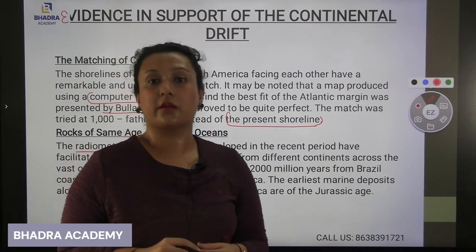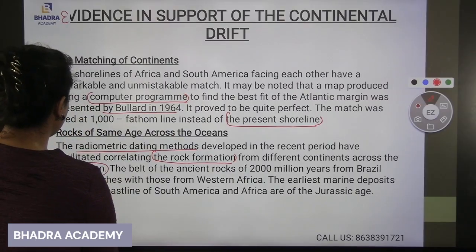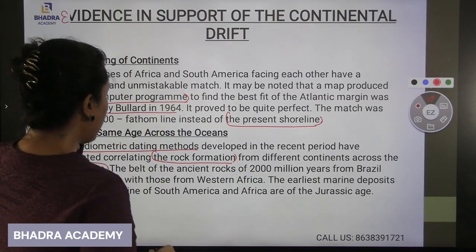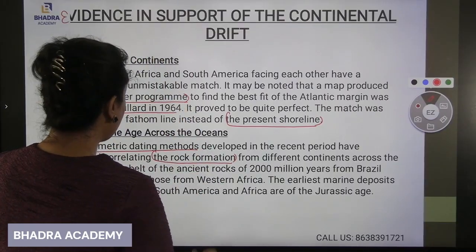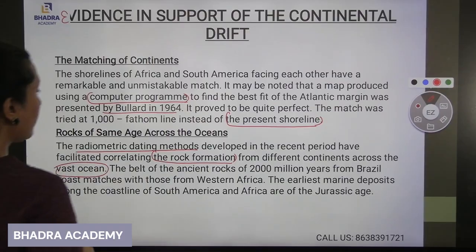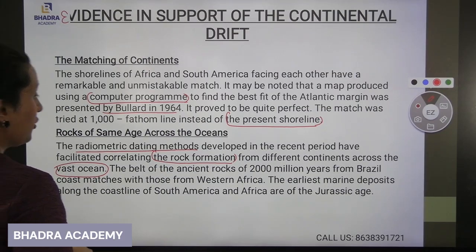They have the same characteristics. First of all, across the vast ocean, they have the same characteristics. The belt of ancient rock of 2000 million years from the Brazil coast matches with those from Western Africa. The earliest marine deposits along the coastline of South America and Africa are of the Jurassic age.